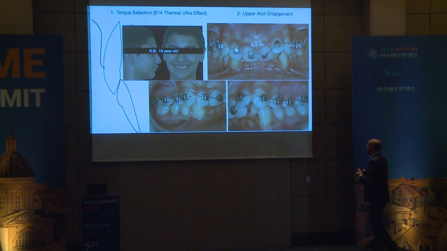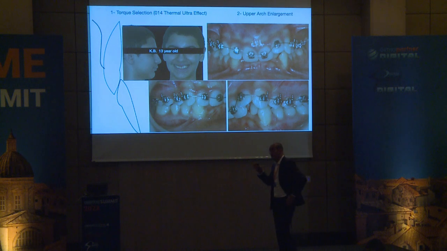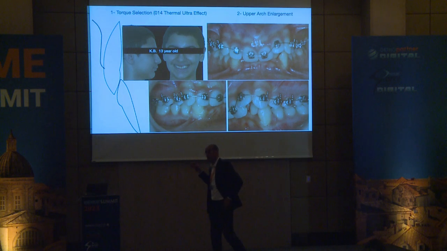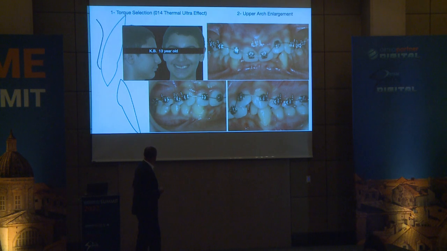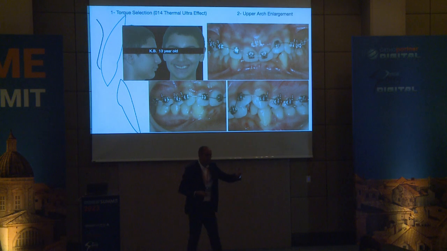First of all, upper arch enlargement, we are unlocking the mandible. And here we are using the 014 thermal ultra wire, and only the wire is working for me, nothing else. And one month later, this is the movement I'm doing, just creating overjet and intercanine open space to enhance conditions for mandibular advancement.